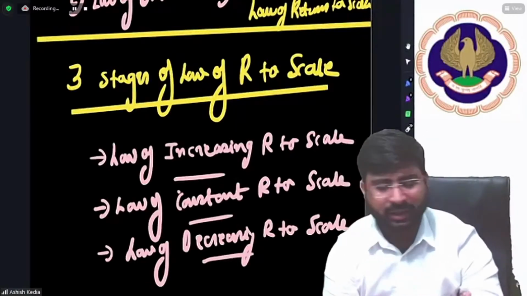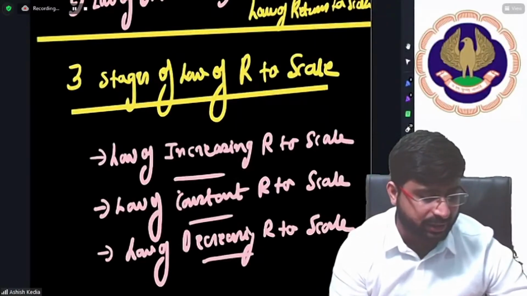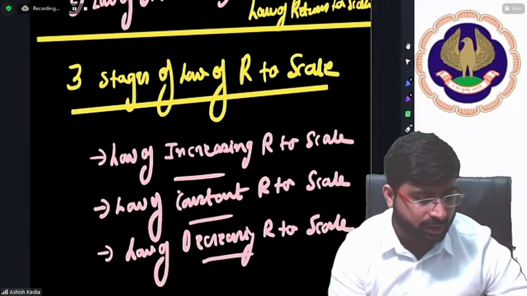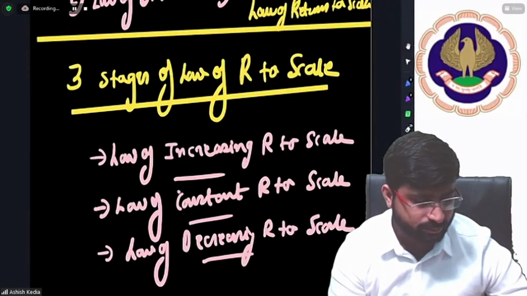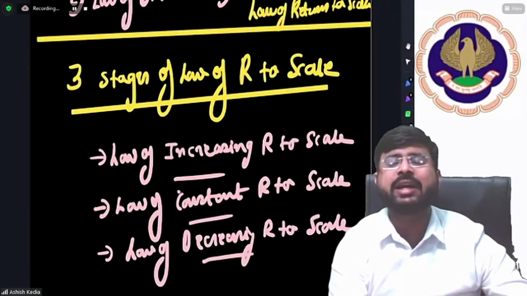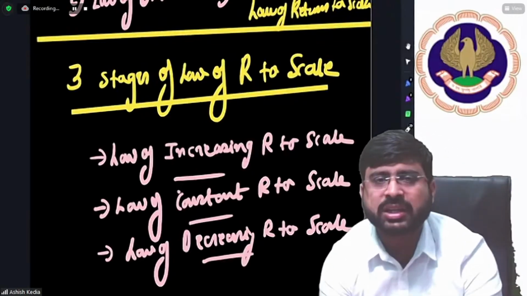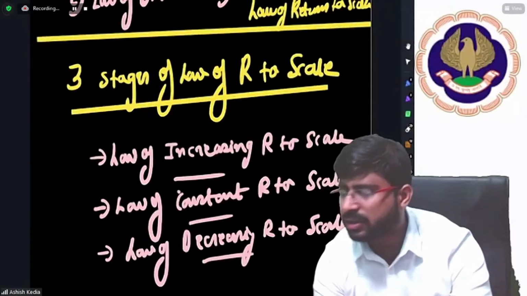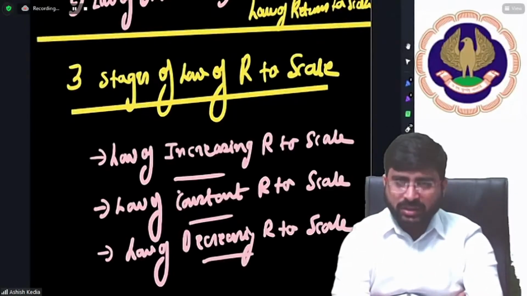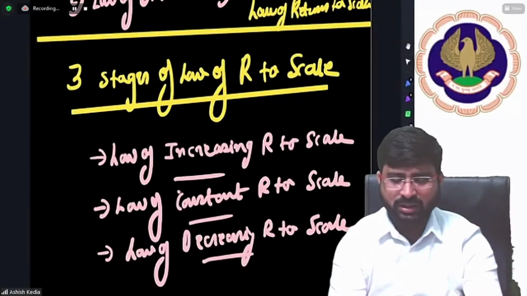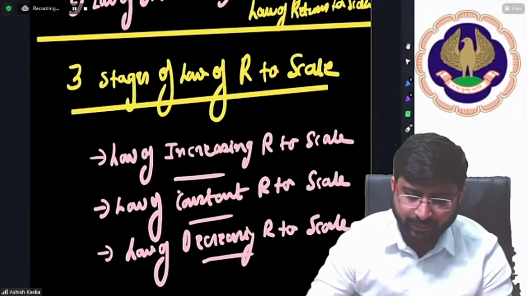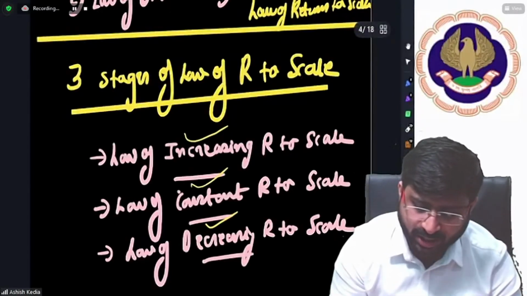Here the three words used are increasing, constant, and decreasing. Yes, sir, we understood. So these are the three stages: increasing, constant, and decreasing.